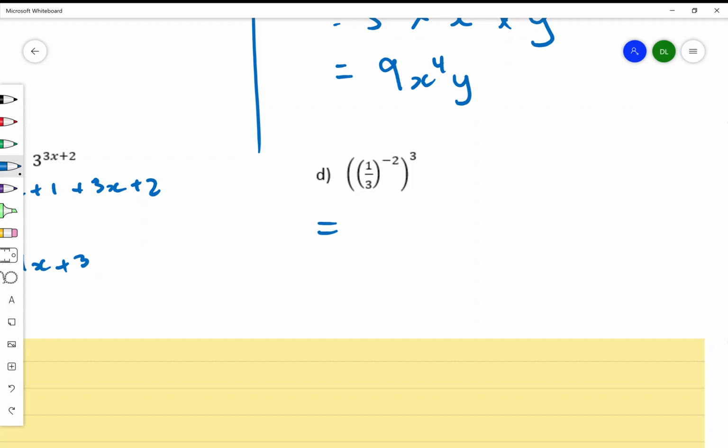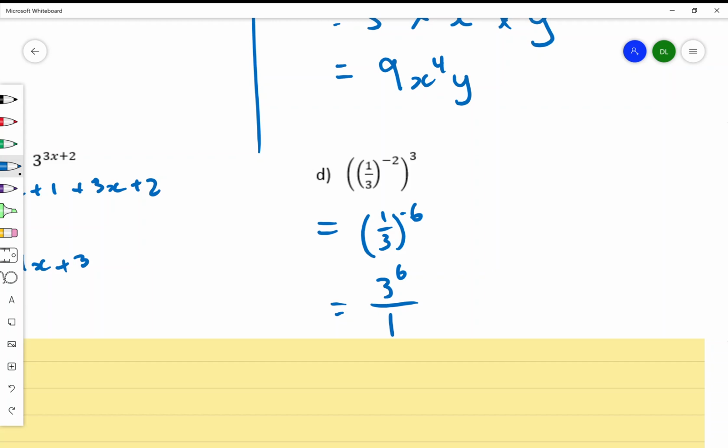So, if I've got something to the power of -2 to the power of 3, would you agree that I can write the same thing as 1 over 3 to the power of -6? Same thing? Because all I've done is multiply the powers, right? If I get something with a negative power, how do I change it to be a positive power? Sorry? Flip it? Yep, let's flip it. So I get 3 over 1 to the power of 6. Are we okay with that?